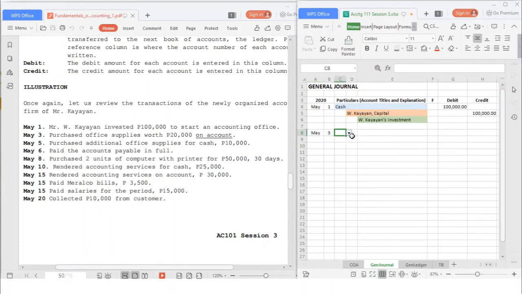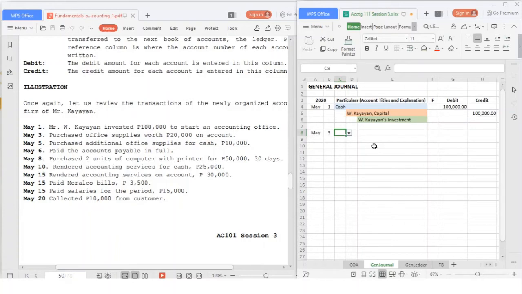May 3, purchase office supplies worth 20,000 on account. So, again, purchase office supplies worth 20,000 on account. So, what accounts are affected? So, ang affected diha is your office supplies. And, since on account man siya, so meaning, nipalit ka through utang. So, unsa man affected? Your accounts payable.